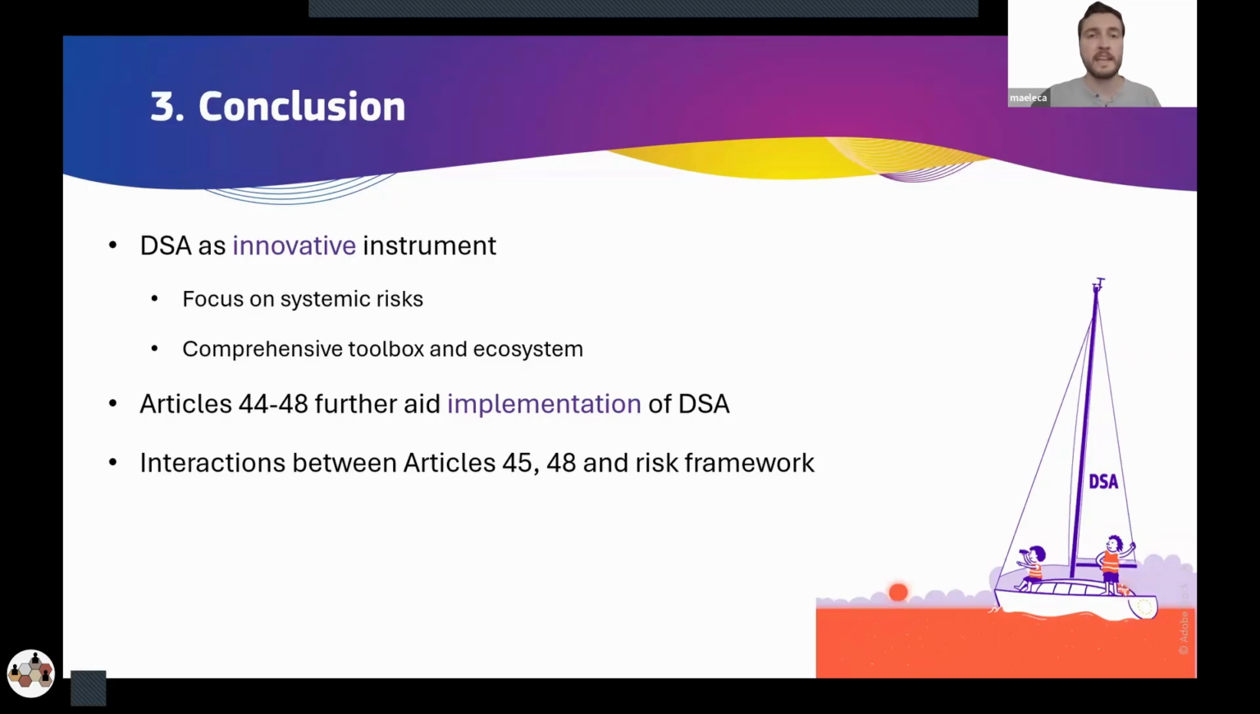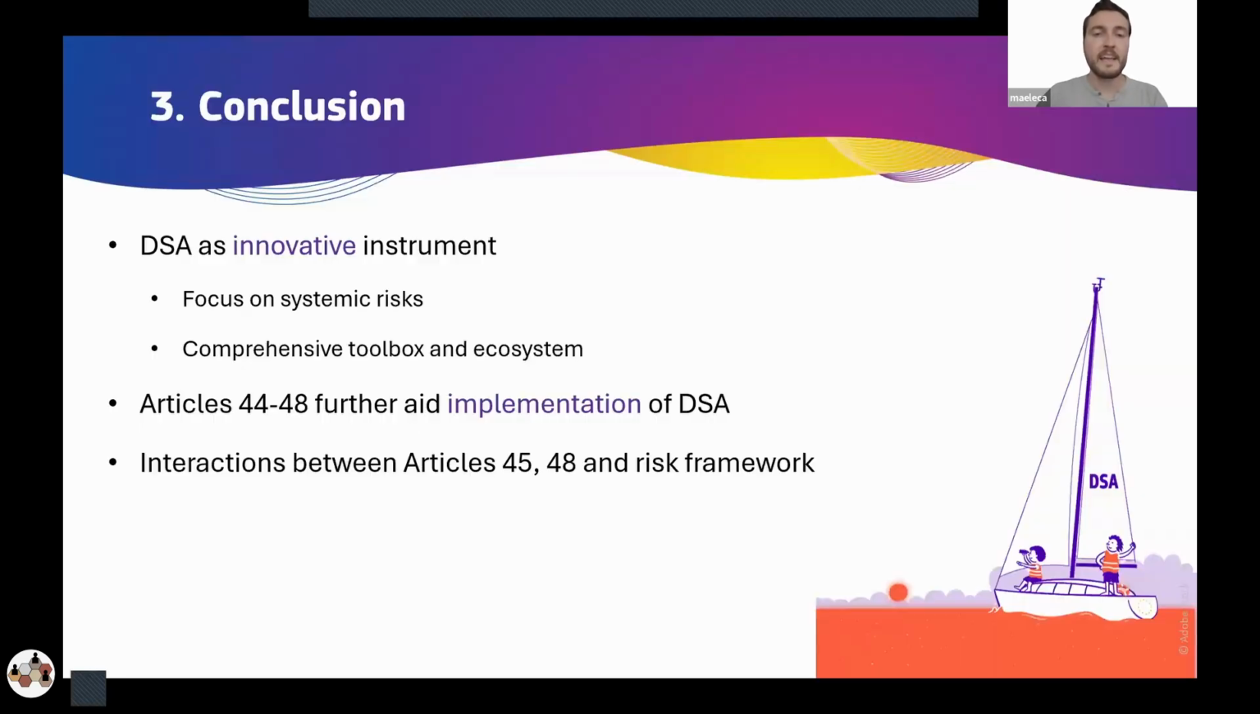Articles 44 and 48, as I hope you understand after this presentation, aim to further aid the implementation of the DSA. They basically try to operationalize the obligations that exist under the DSA in a very clear-cut manner for the companies involved specifically. And the interactions that exist between Article 45, so Code of Conduct, and 48, Crisis Protocols, and the risk framework in particular, really opens the door for companies to be involved in a very useful manner.